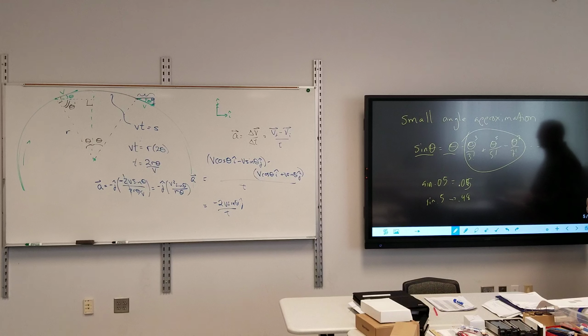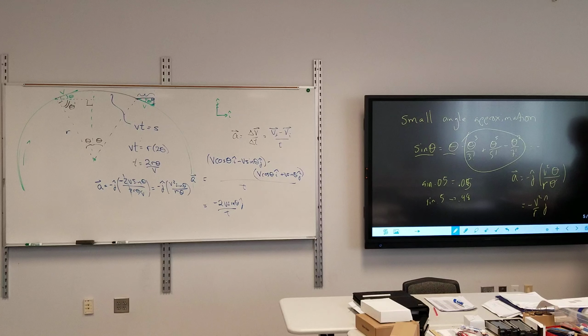So if we're dealing with a really small angle, then my equation over there becomes: my acceleration is negative j hat times v squared theta over r theta, which is just negative v squared over r j hat.